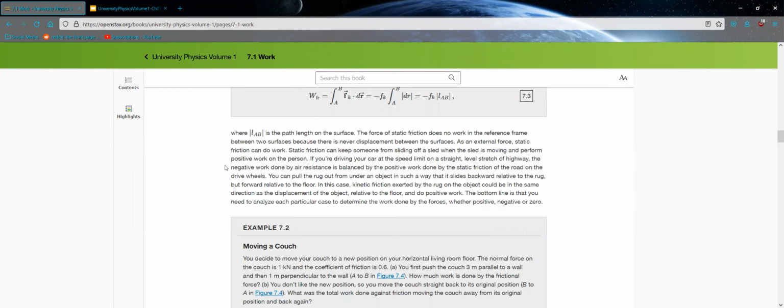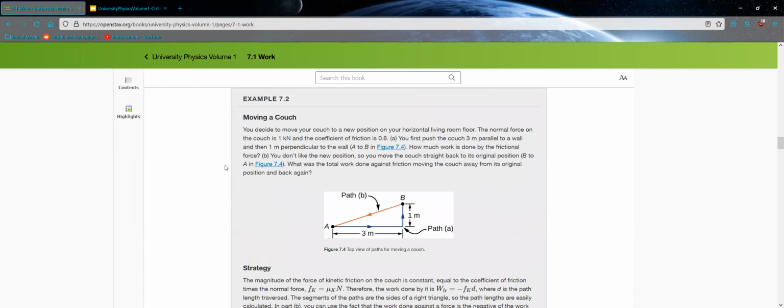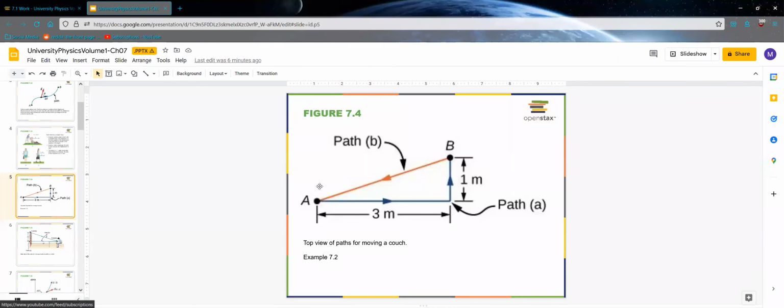All right, so you're moving a couch. You decide to move your couch to a new position on your horizontal living room floor. The normal force on the couch is 1 kilonewton, and the coefficient of friction is 0.6. We talked about friction last chapter, right? It's the force that impedes motion. You first push the couch 3 meters parallel to a wall and then 1 meter perpendicular to the wall, as shown in this image here. 3 meters parallel, 1 meter perpendicular.